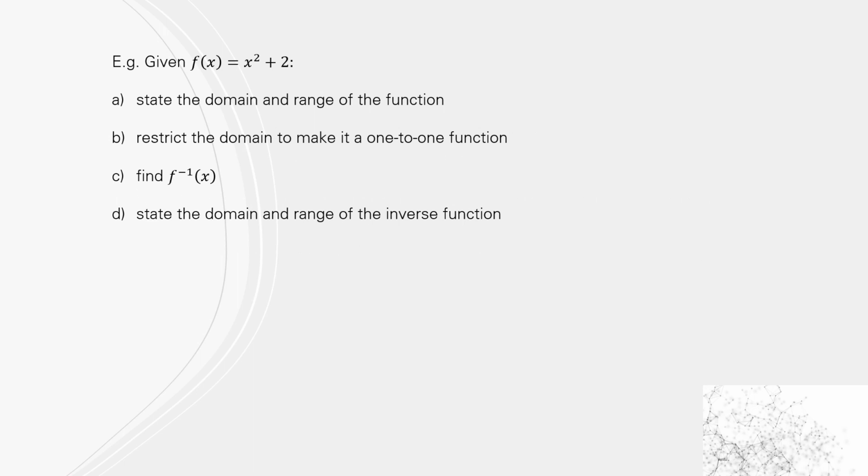So here's an example. We've got f(x) equals x squared plus 2, which we all know is a parabola moved up 2. So we're going to state the domain and range of that function, restrict it to make it one-to-one, find the inverse, and then state the domain and range of the inverse function.